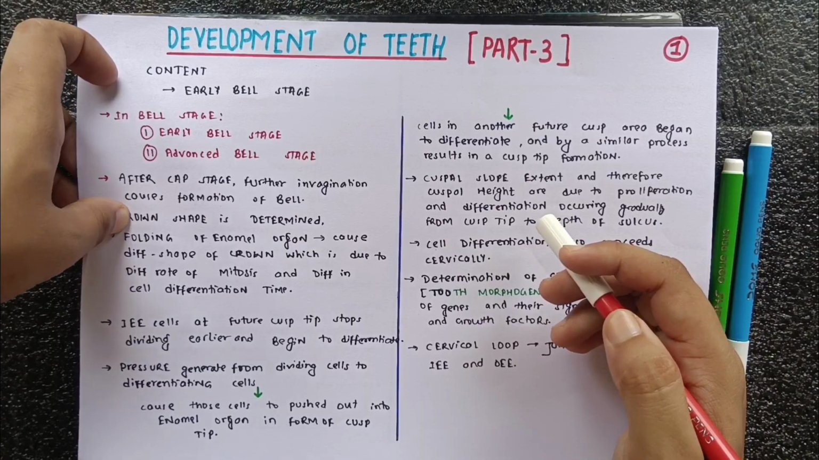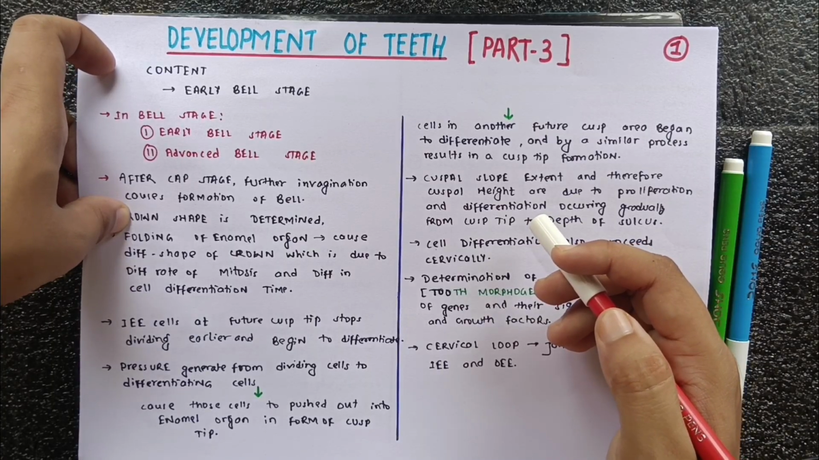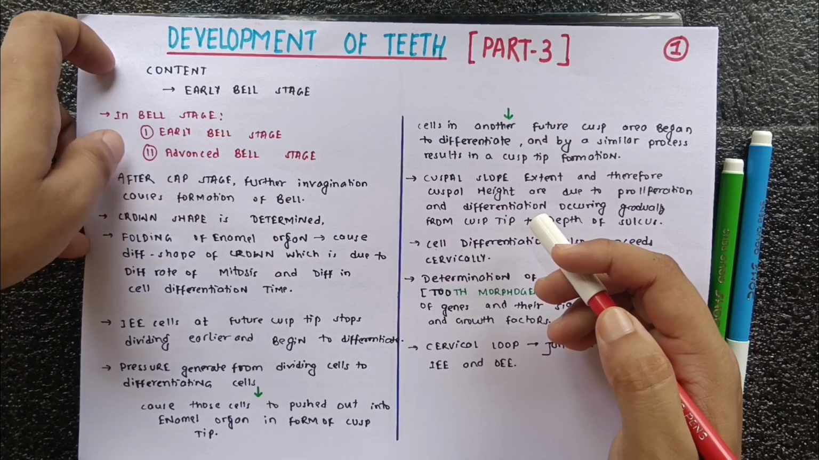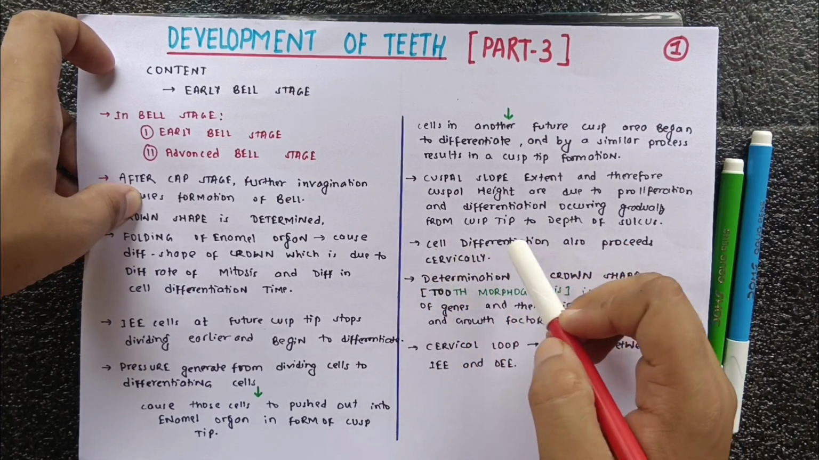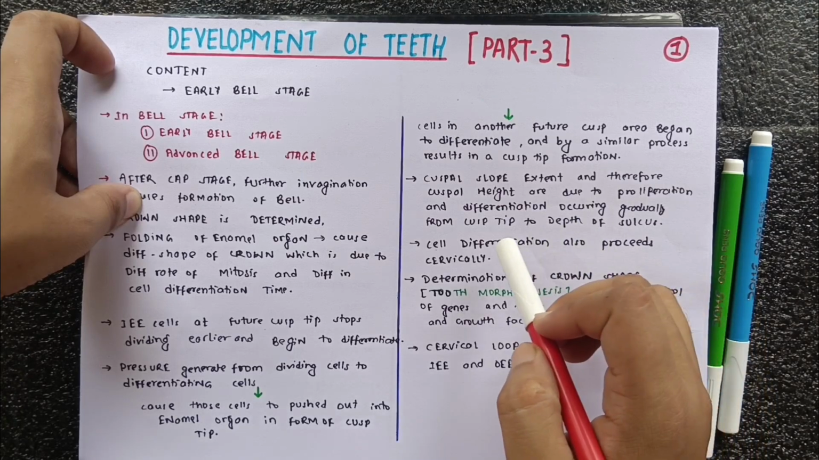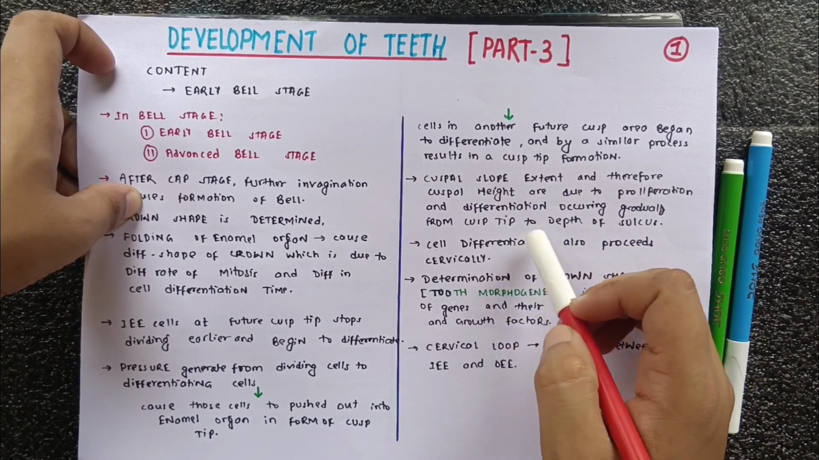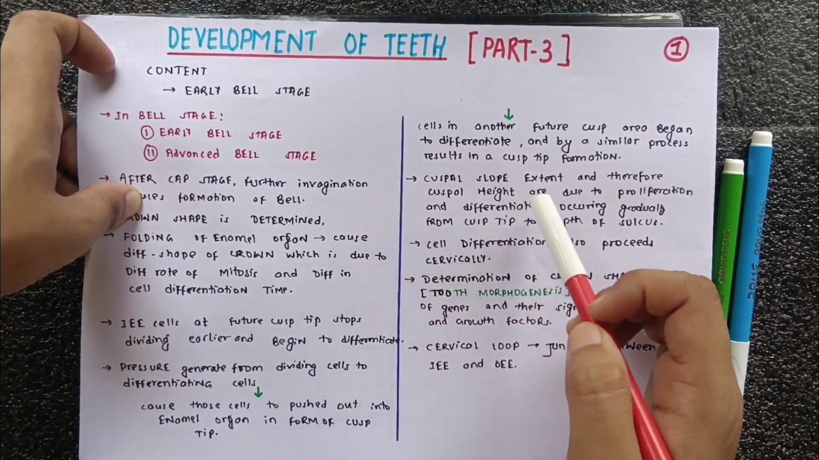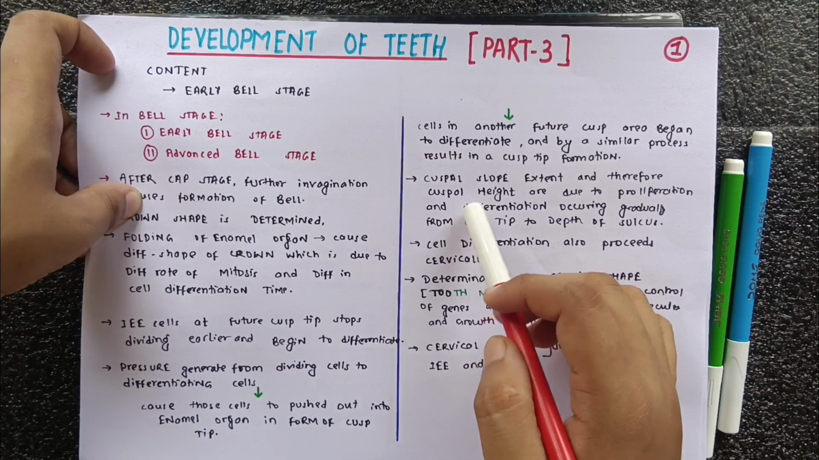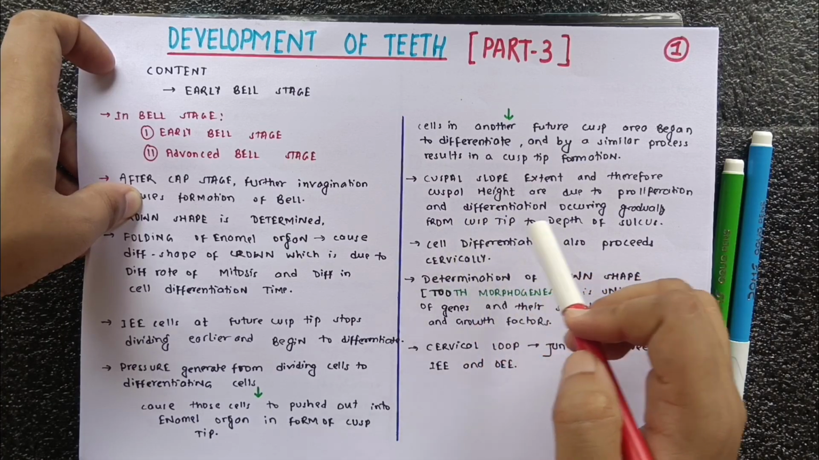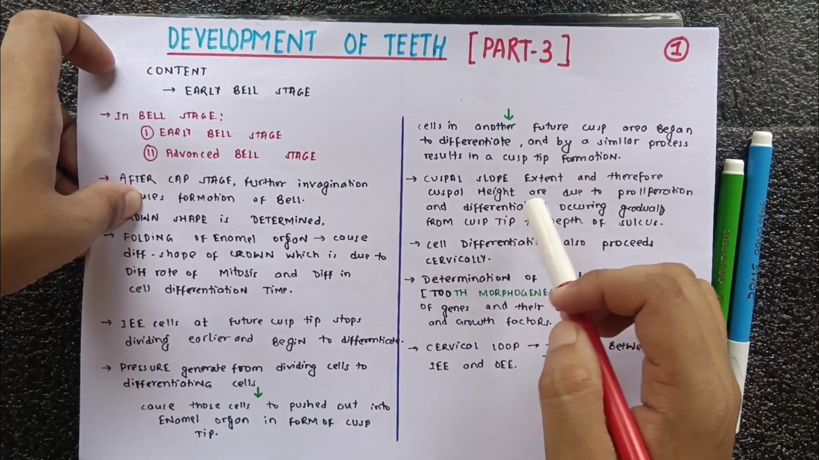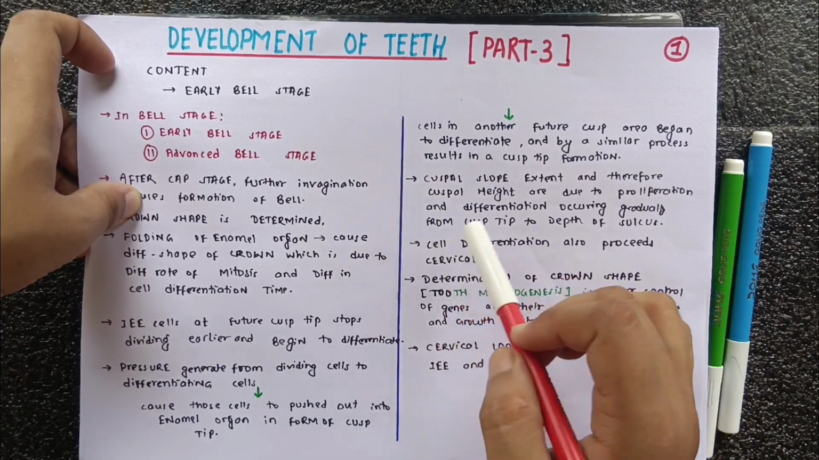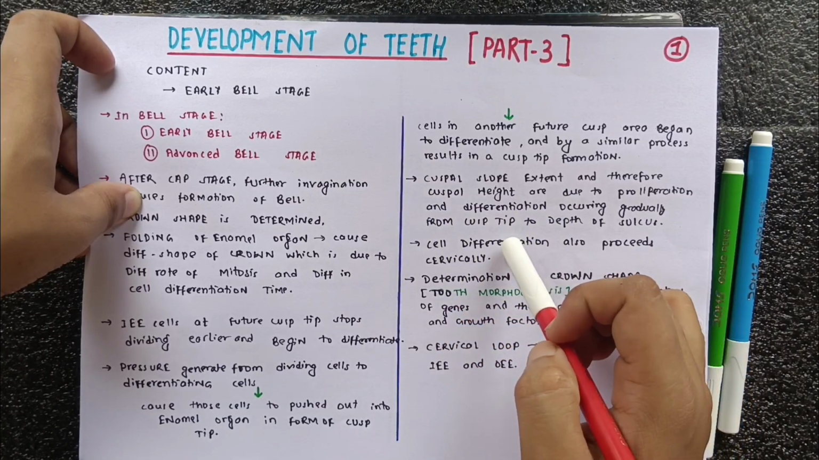So this is part 3 of the video series on the development of the teeth, and in this video we will be discussing the early bell stage. In the previous two videos, I discussed the bud stage and cap stage in the second video, and in the first video I gave an overview of the development of the teeth, covering the primary epithelial band, dental lamina, lingual processes, and successional laminas.